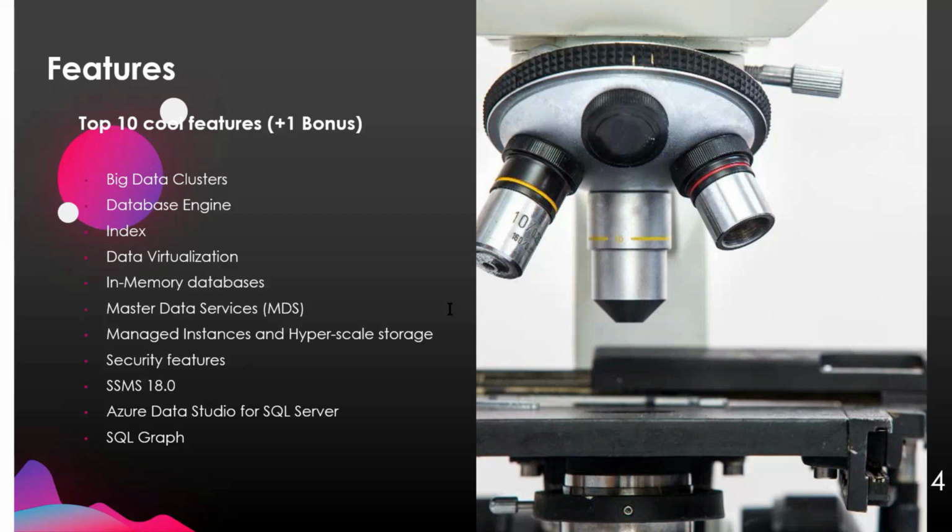I have divided the entire section in two parts. Part one covers until MDS. So we are now in big data clusters and we'll cover 1, 2, 3, 4, 5, and 6. So till the sixth part we are going to cover. And part two is going to cover the remaining sections, from managed instances and hyperscale till the end, in the next section.